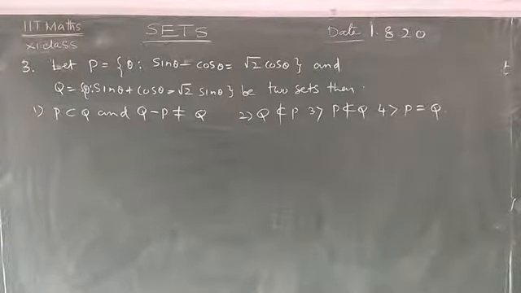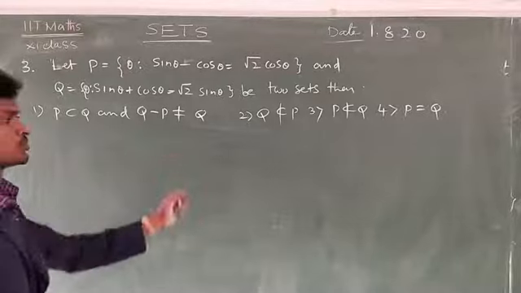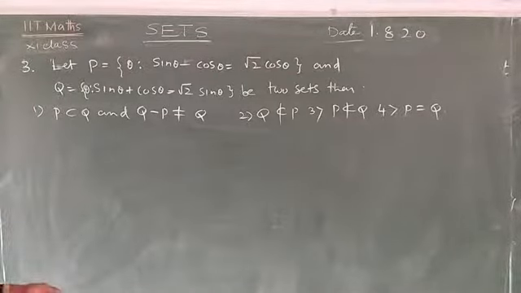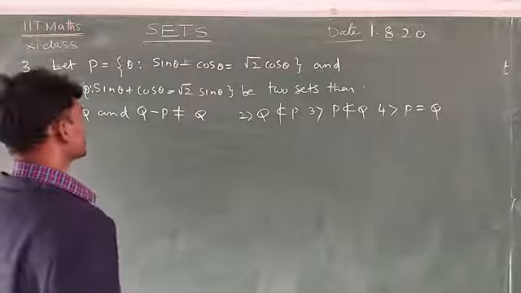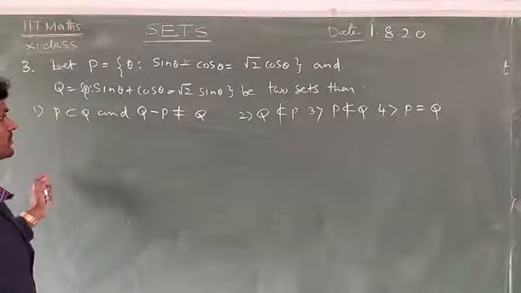Question number 3. Let P be the set of theta such that sin theta minus cos theta is equal to root 2 cos theta, and Q be the set of theta such that sin theta plus cos theta is equal to root 2 sin theta. Then P and Q are two sets. Which option is applicable?